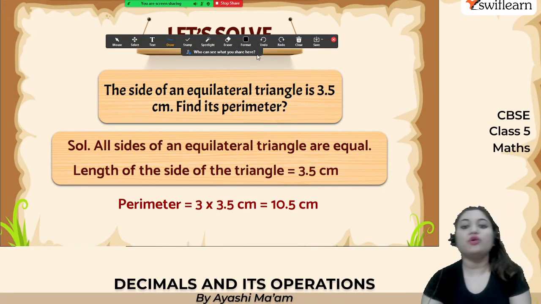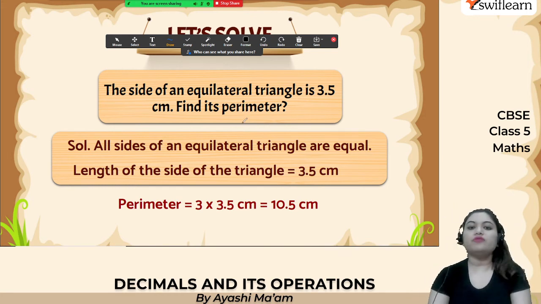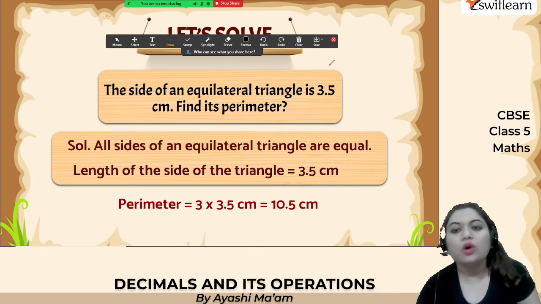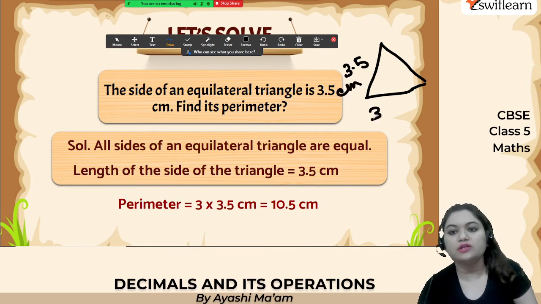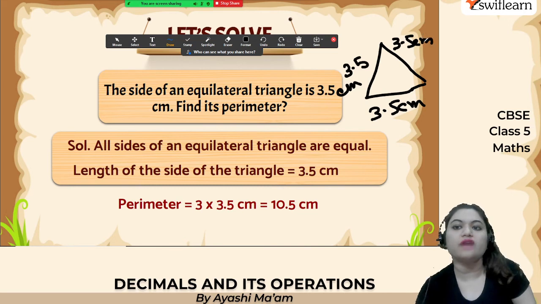Now see, we have a word problem. The side of an equilateral triangle is 3.5 centimeter. Find its perimeter. Now we know that if we have an equilateral triangle, all the sides are equal. That means this side is also 3.5 centimeter, this side is also 3.5 centimeter, and this side is also 3.5 centimeter.